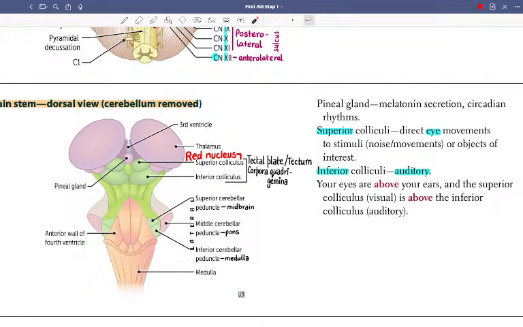Next is third ventricle, pineal gland. Just below the third ventricle is the pineal gland, that secretes melatonin, circadian rhythm. Which nucleus of the hypothalamus? This was the suprachiasmatic nucleus.